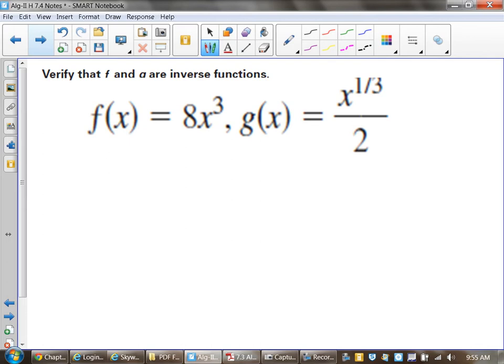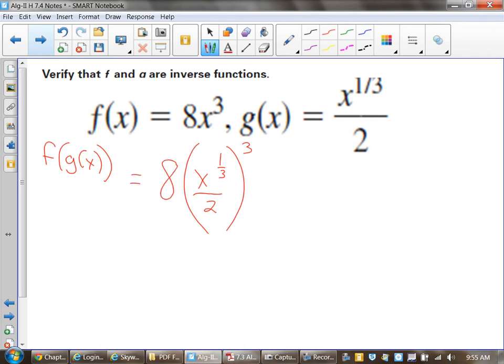So, to verify that they're inverses of one another, you have to take f of g of x. So I take my g of x equation, x to the 1/3 over 2, substitute in for x in the f equation. Now I have a fraction raised to an exponent, which means I have to distribute that exponent to both the numerator and denominator. In the numerator, you'll notice that we have it going power to power.